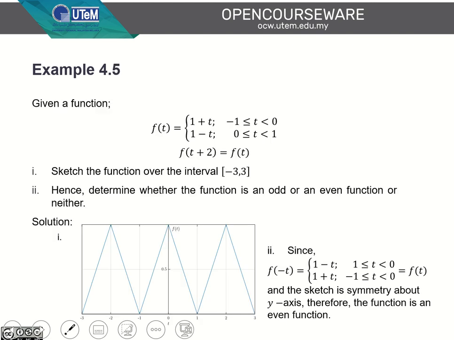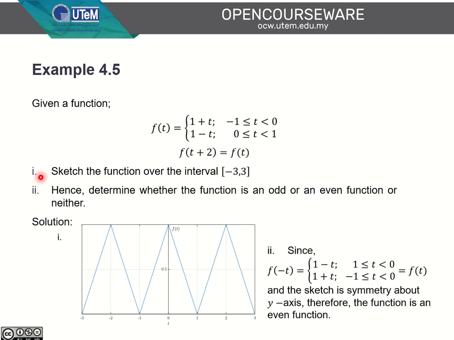Example 4.5, you are given a piecewise function, f(t) equals 1 plus t, from the interval -1 to 0, f(t) equals 1 minus t in between 0 and 1. It is a periodic function because you have this statement, the fundamental period T equals 2, which means that as t increases or decreases by 2, the graph will repeat itself. So you can say that this function is a periodic function.